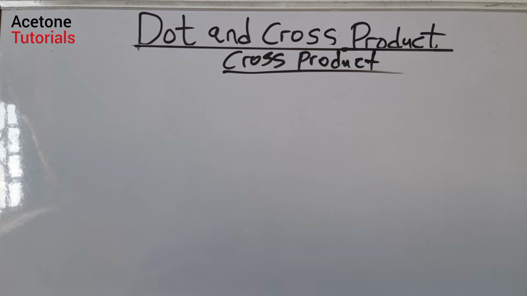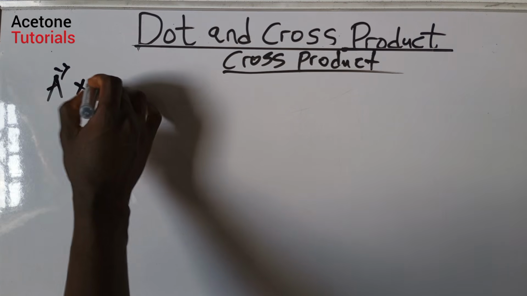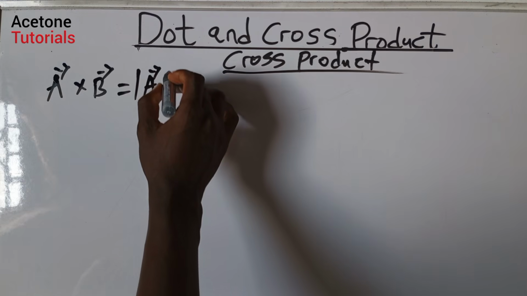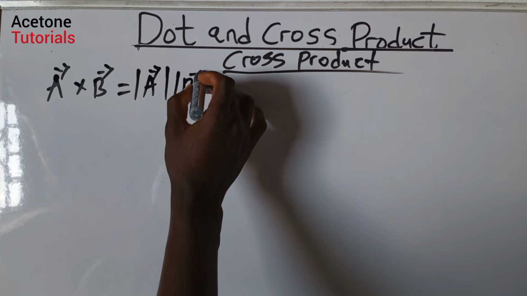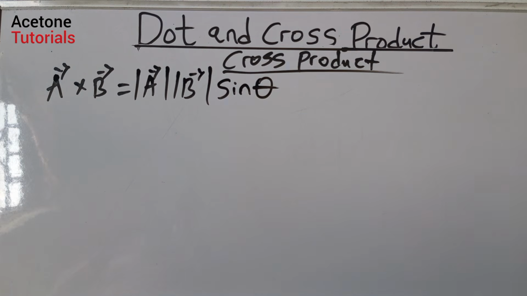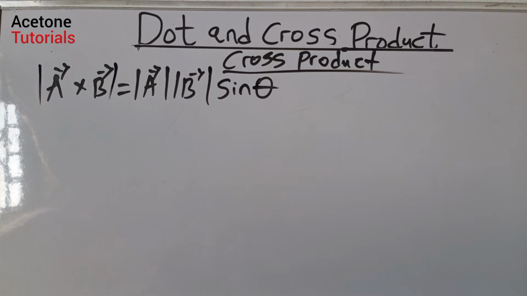The cross product of two vectors A and B is written as A cross B, equal to the magnitude of A multiplied by the magnitude of B multiplied by the sine of the angle between them. So this is the formula for the cross product. This formula is for the magnitude. So the magnitude of the cross product of A and B is equal to the magnitude of A multiplied by the magnitude of B multiplied by the sine of the angle between them.